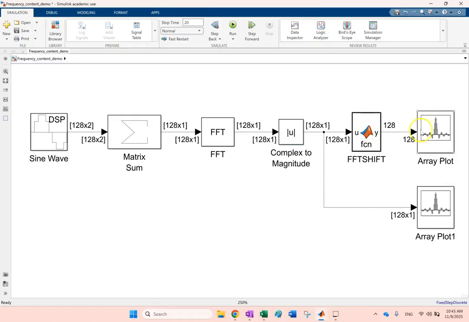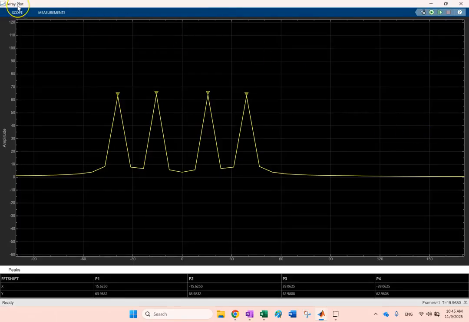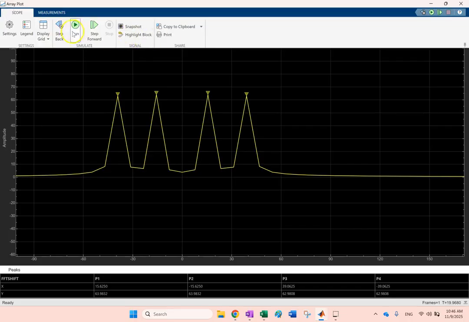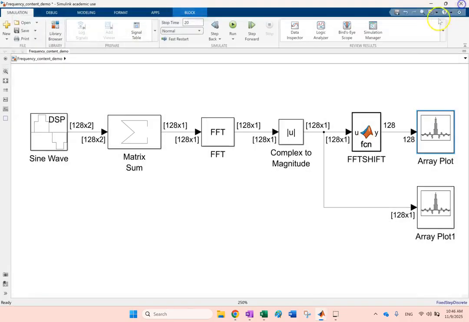And then I send it to this block that is called the ArrayPlot, and this is a specialized block in DSP that can give you the magnitude of the signal. You can even add the phase of it if you want, and you can highlight the peaks of the signal, which are the places where the frequency exists. You can perform measurements. So this is a powerful block, and it has more to it than a simple scope, basically. And this is really good for looking at an array.